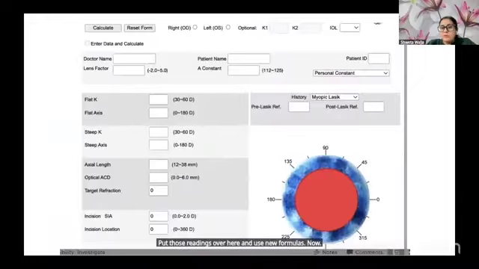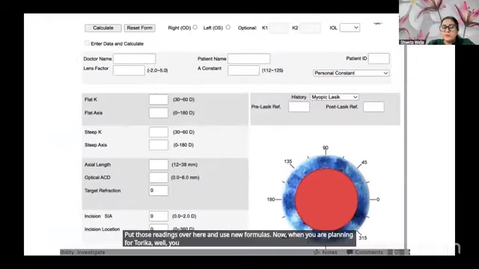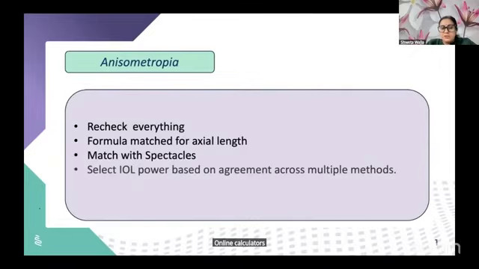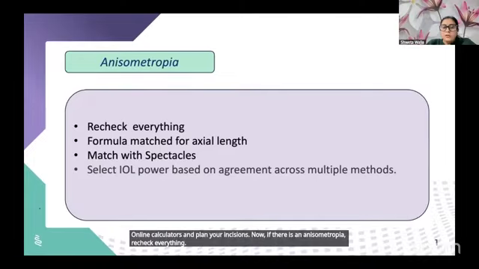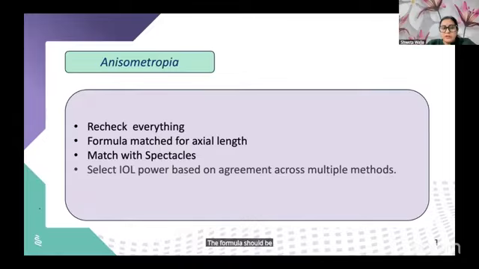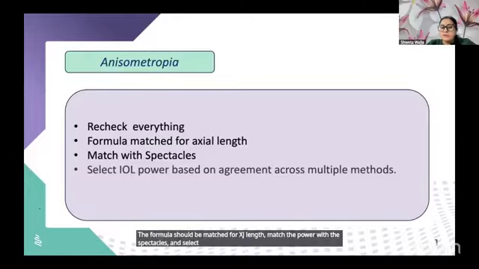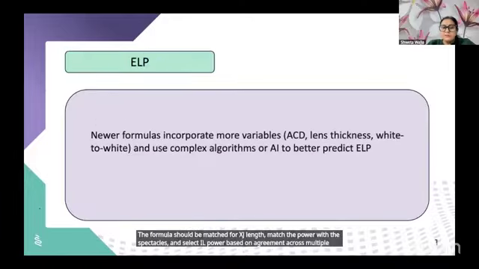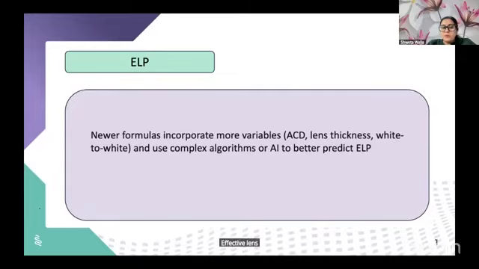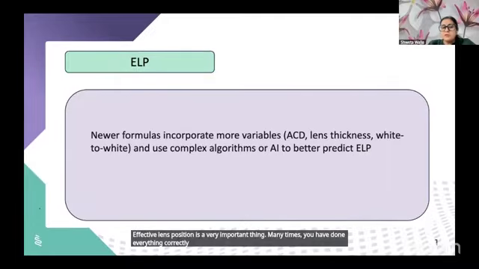Now, when you are planning for toric IOL, you can use the online calculators and plan your incisions. Now, if there is an anisometropia, recheck everything. The formula should be matched for axial length, match the power with the spectacles, and select IOL power based on agreement across multiple methods. Effective lens position is a very important thing. Many times you have done everything correctly, but still the patient comes up with a refractive surprise. And this can be because of effective lens position change.